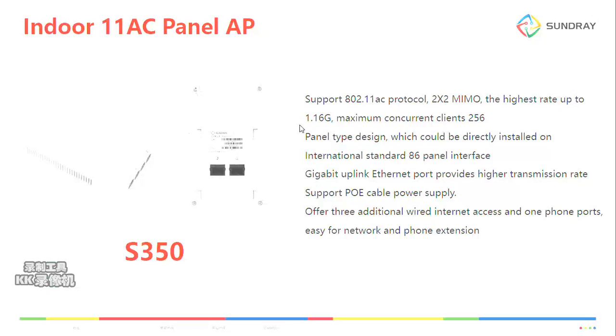This one is an 11AC protocol AP with 2 streams. The maximum throughput is 1.16 gigabit, and the maximum concurrent users is 56. And this one is a panel design, standard 86 panel design. Actually, we can easily replace the electric box on the wall with this one. So I wonder, is this standard 86 design the same as in your market? It's the same, right? So there's no problem with this one.